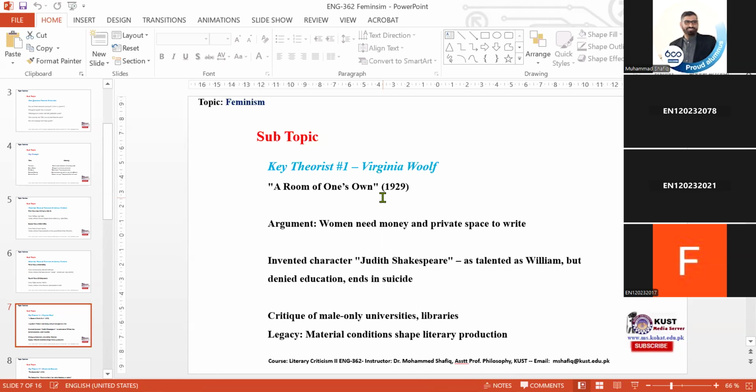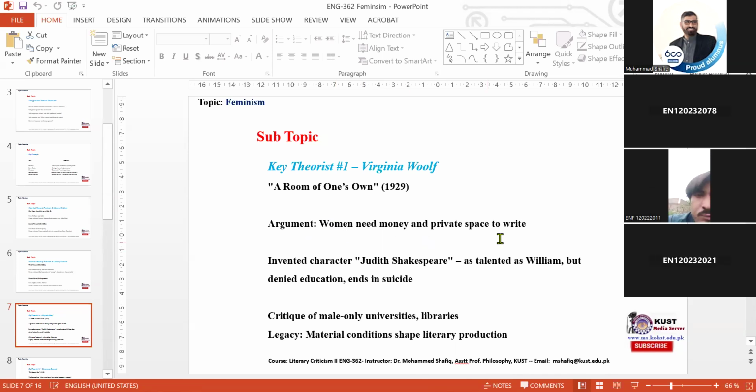Then what happens? Judith, Shakespeare's sister, is forced into marriage. Women need money and private space to write. So it's not the case that if there was a sister of Shakespeare, she would be easily recognized and wouldn't face any issues in becoming one of the greatest literary figures of all time. Instead, Woolf invents Judith Shakespeare, a character as talented as William Shakespeare but denied education, who ends in suicide. Judith is forced into marriage, runs away to London to act, gets pregnant, and kills herself.